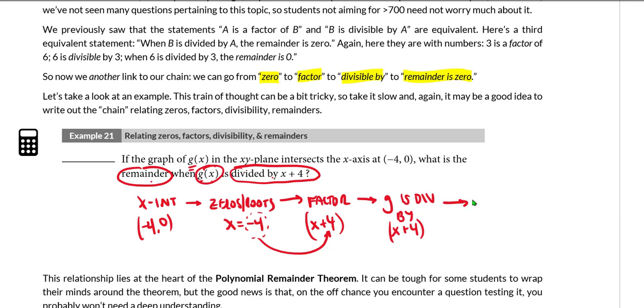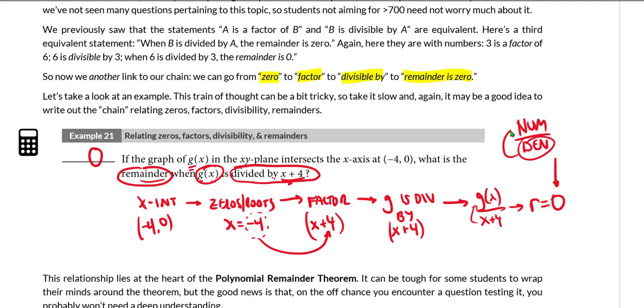And that means that when we divide this function g by x plus 4, because x plus 4 goes in evenly to g, because g is divisible by x plus 4, our remainder is going to be 0. They are asking us what the remainder is. There's our answer. Our remainder is going to be 0. Why will it be 0? Because we know that g of x is divisible by x plus 4, and anytime you divide something by something else, that top thing is divisible by, so a numerator, denominator.